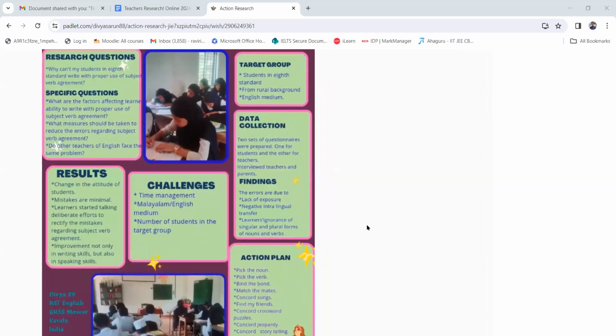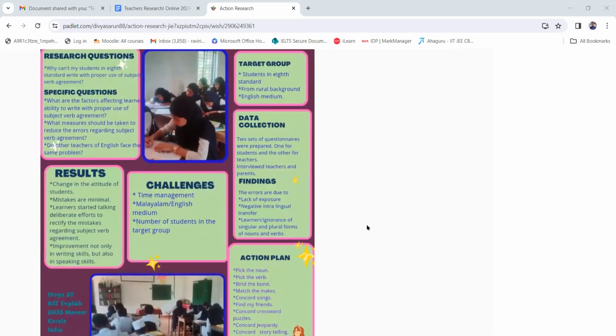So my research question is: why are my students not able to write with proper use of subject-verb agreement? And I framed some specific questions. What are the factors affecting my learners' use of subject-verb agreement? Why are they committing a lot of mistakes regarding it? What patterns are there in these errors in my learners? Are the other teachers of English also facing the same mistakes? And the final question is, what are the measures to be taken to rectify these mistakes?